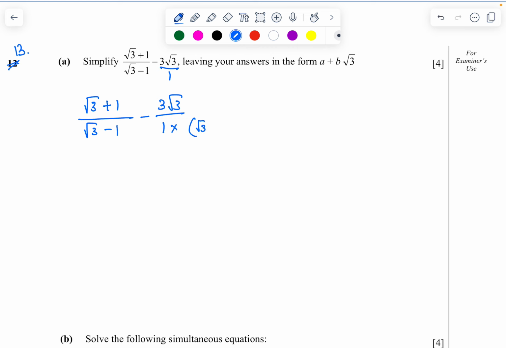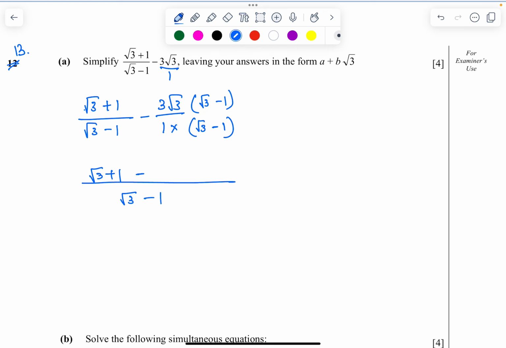So I will multiply by square root of 3 minus 1 over square root of 3 minus 1. So now I will write as a common denominator: square root of 3 plus 1 minus square root of 3 times square root of 3 is 3, times 3 is 9, then plus 3 square root of 3. So when I simplify this, I will get 4 square root of 3 minus 8 over square root of 3 minus 1. So now I will rationalize. When it is a minus 1, we have to do plus 1.